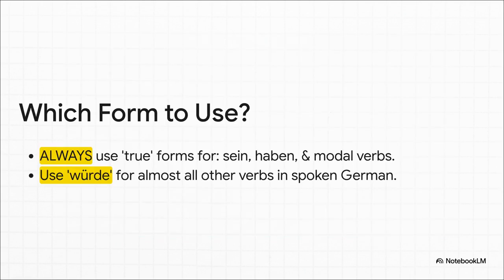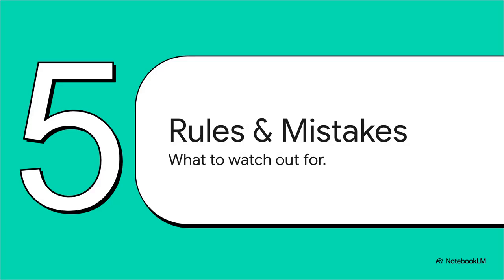So, this is the big question. How do you know which one to pick? The good news is the rule is incredibly simple. This is the main takeaway. For the VIPs, sein, haben, and the modals, you must use their special forms. For pretty much every other verb in the German language, just use würde. That's it. Simple. And to finish up, let's go over the most common traps people fall into.